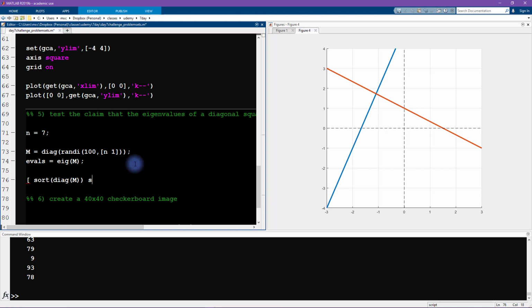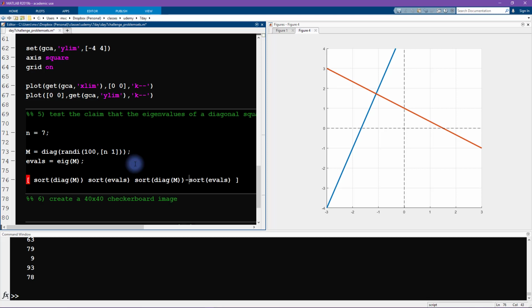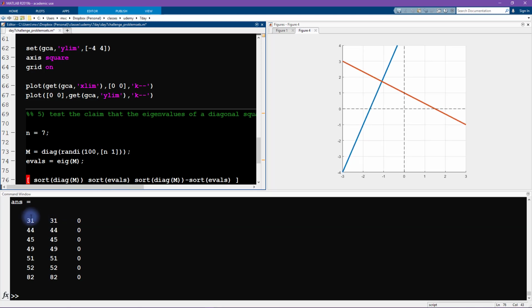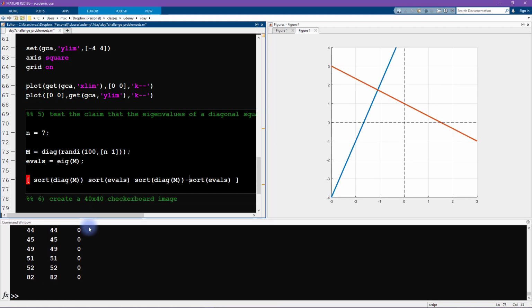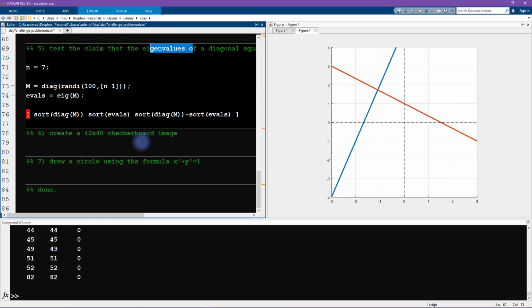So sort the diagonal elements of M, sort the eigenvalues, and then we want the difference between these two, which I'm going to write like this with a minus sign. And then we see that the diagonal elements of M are equal to the eigenvalues of M. So that's actually a pretty neat property of diagonal matrices that you would learn about in a linear algebra course.